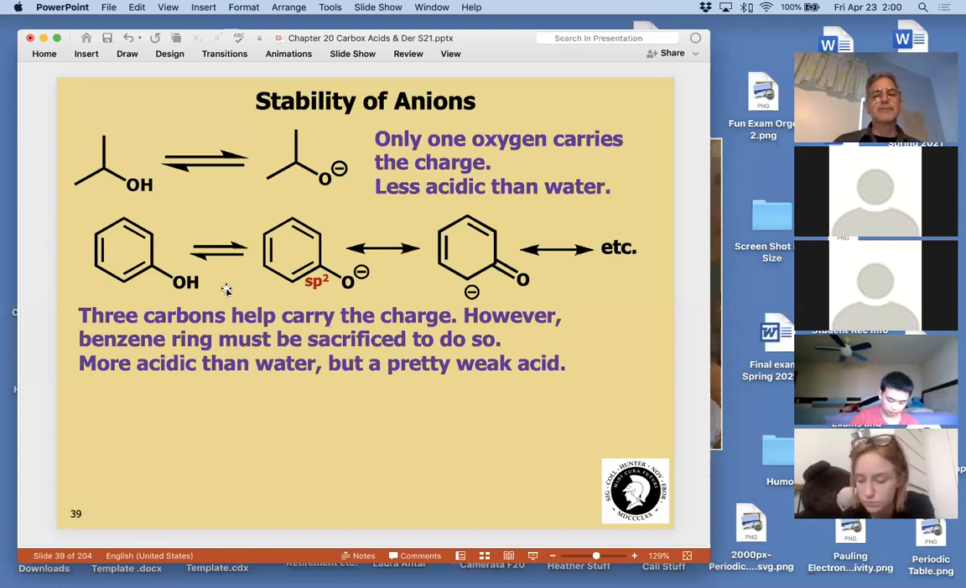It's in that range, yeah. Yeah, I'm trying to bring new attention to acids and bases.